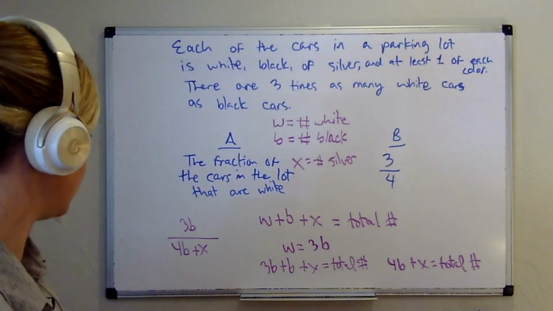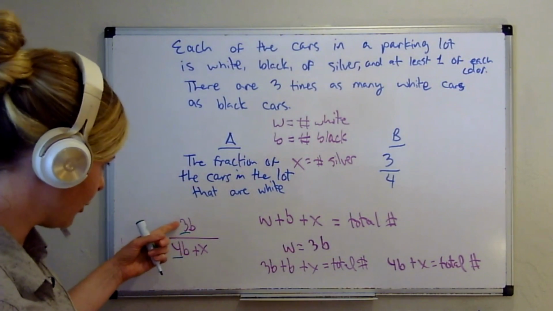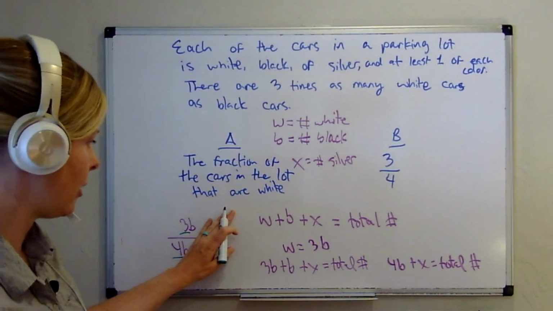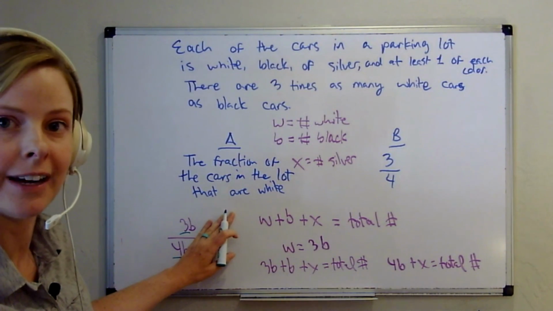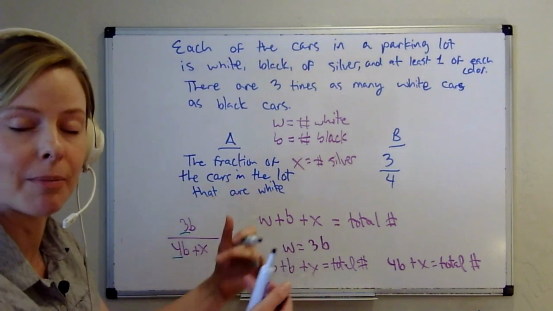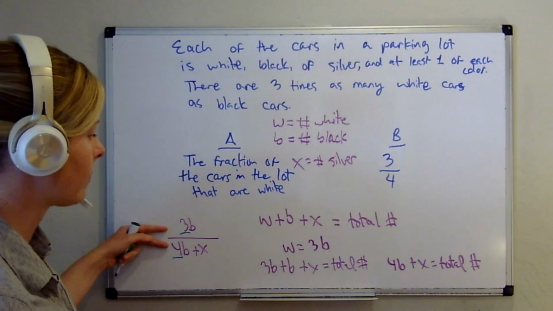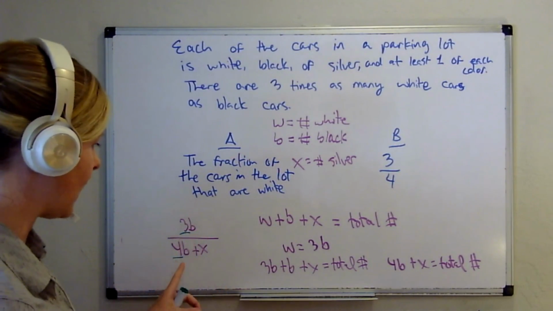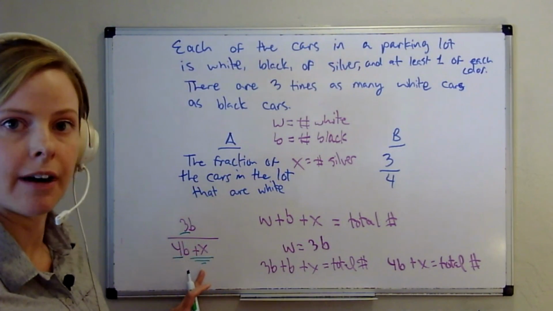One thing that is standing out to me are these numbers 3 and 4, right? So I do have 3b on top and 4b on bottom. If it was just that, right, just 3b over 4b, then my fraction would be 3/4. Because whatever b is, I've got 3 of them on top and 4 of them on the bottom. So those would cancel out and I'd be left with 3/4. But I don't have just that in this fraction. Instead, I've got this additional x that is added into the denominator.